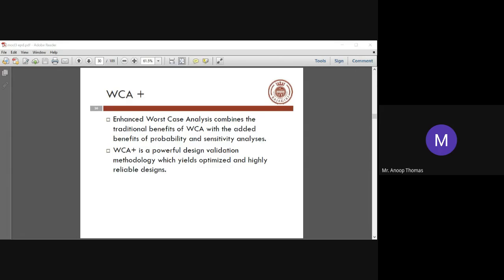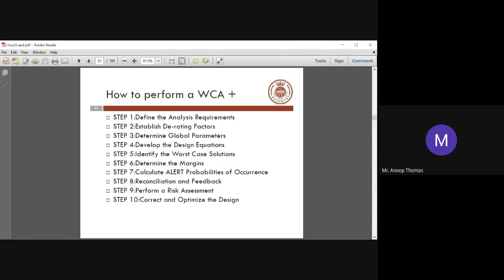Okay, so coming back to what we are trying to deal with. It's WCA Plus, called enhanced worst case analysis. It basically tells you what the worst case scenarios are, and the probability of this particular scenario happening, so that you can deal with that situation effectively. That is the idea of WCA Plus. We have already seen the basics of it. Now, these are the 10 steps associated with the performance of WCA Plus. If you want to perform WCA Plus, you need to follow these 10 steps. We will go through each of these steps in detail.